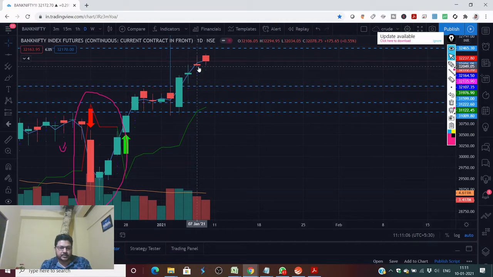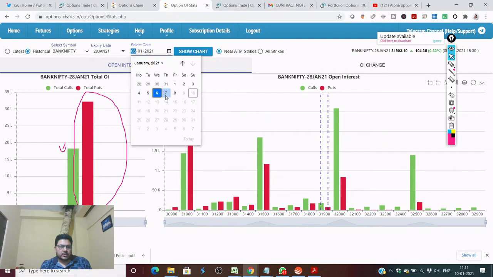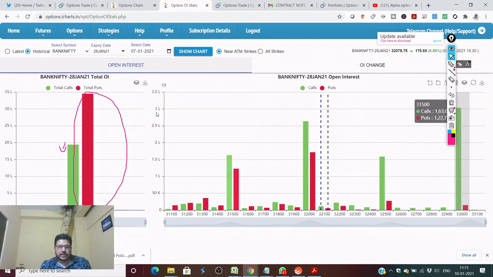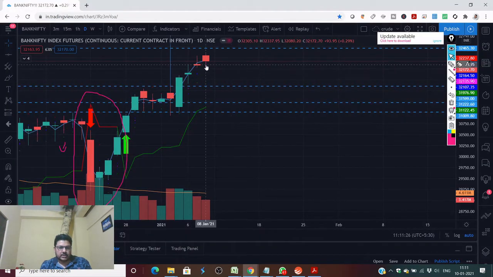Then let's look at 7th January open interest. So 7th January open interest was again bullish. So more puts are being written. Okay, so here also we can see the market actually opened here and it dropped from there, but it never went below the previous day's close. So the market again closed on a bullish note. This is showing as a bullish sign for us.